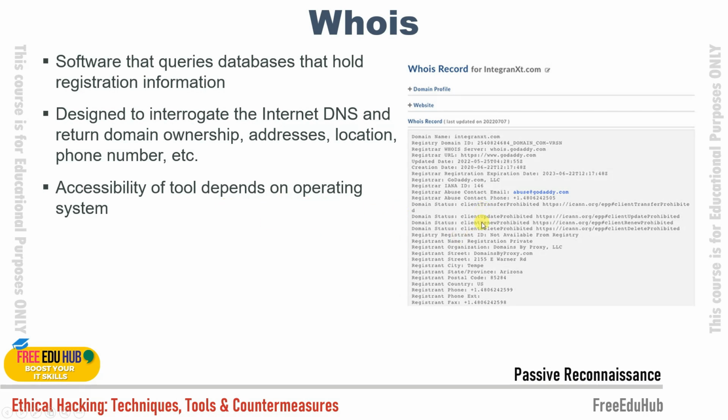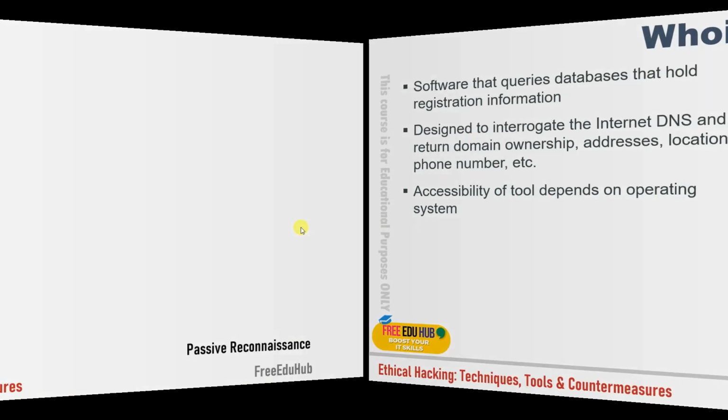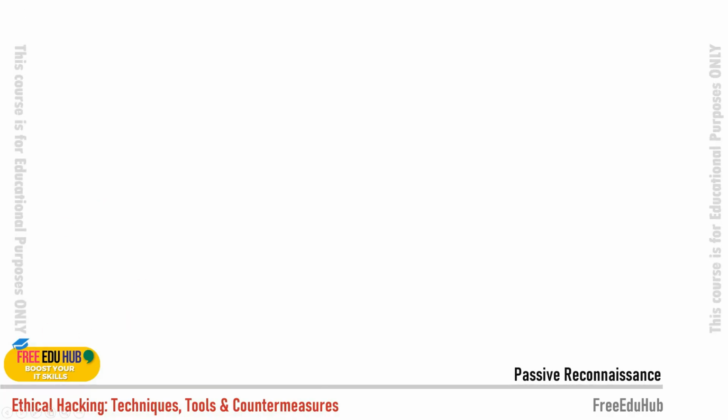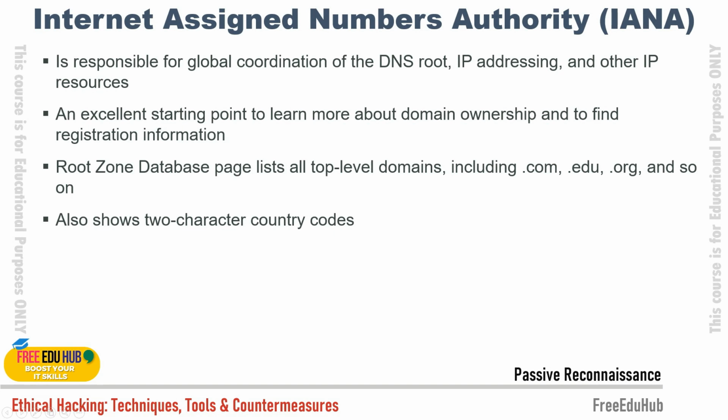Now, it is really an option with the hosting company that you can pay a certain amount in order to hide your identity, and some of the websites do deliberately hide their contact details just to be safe from these kinds of attacks. Now, the Internet Assigned Numbers Authority, which is IANA, is responsible for global coordination of the DNS root, IP addresses, and IP resources. It's an excellent starting point to learn about the domain ownership, etc.